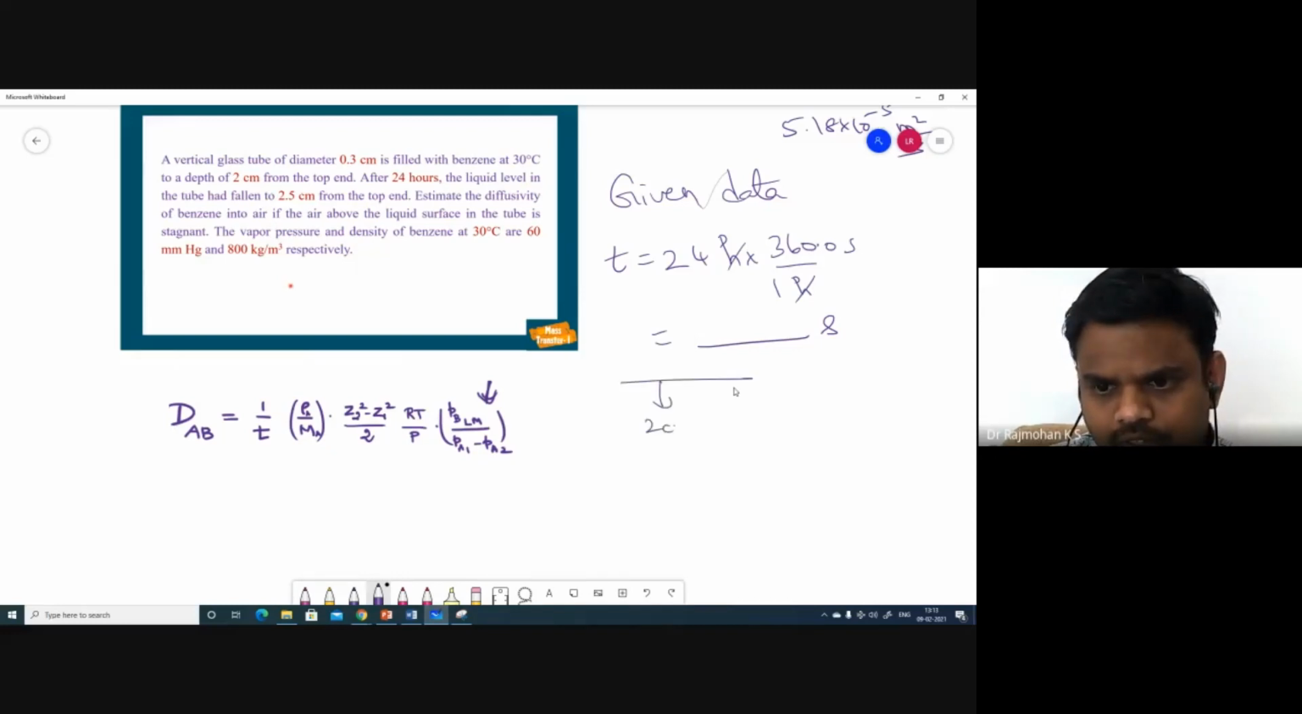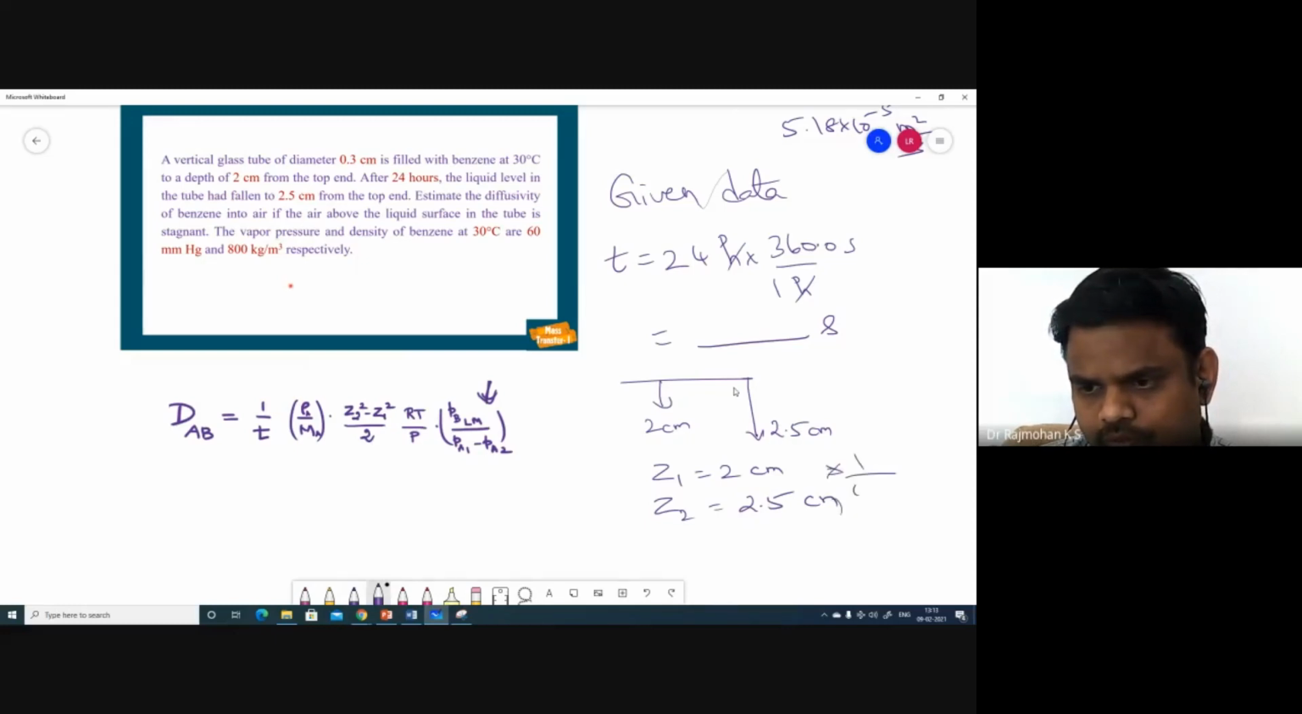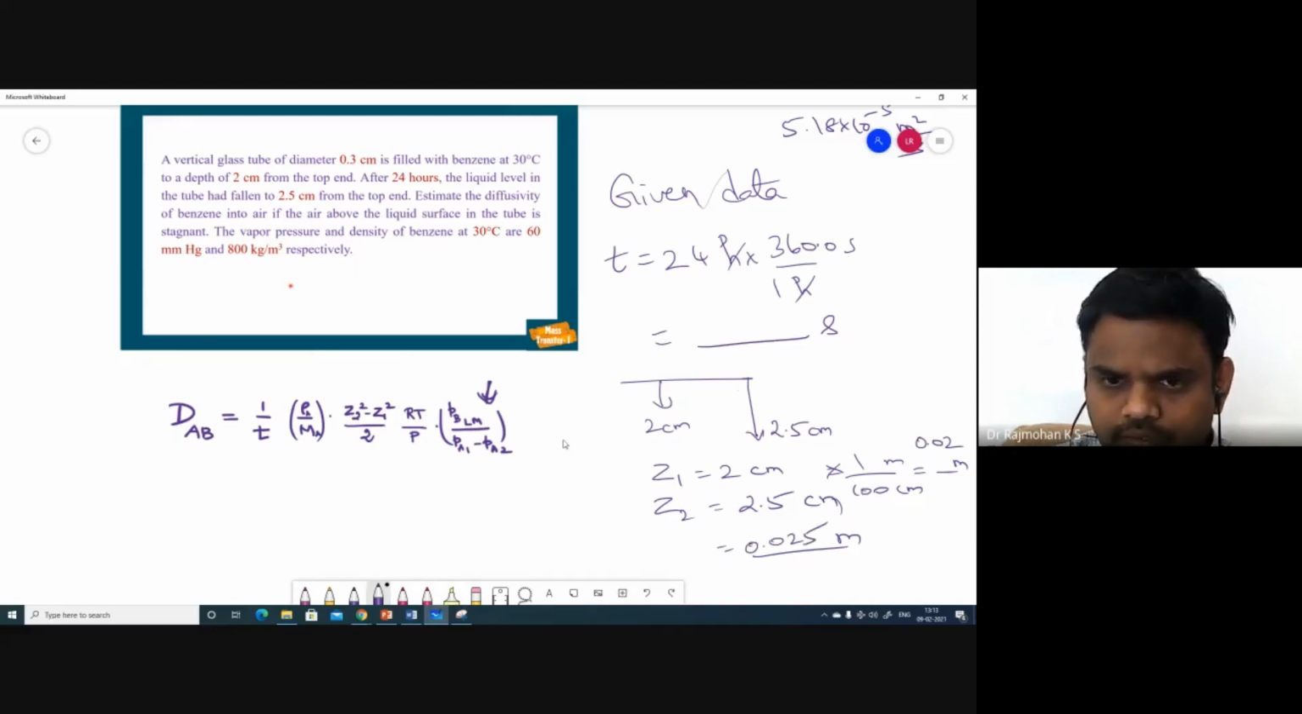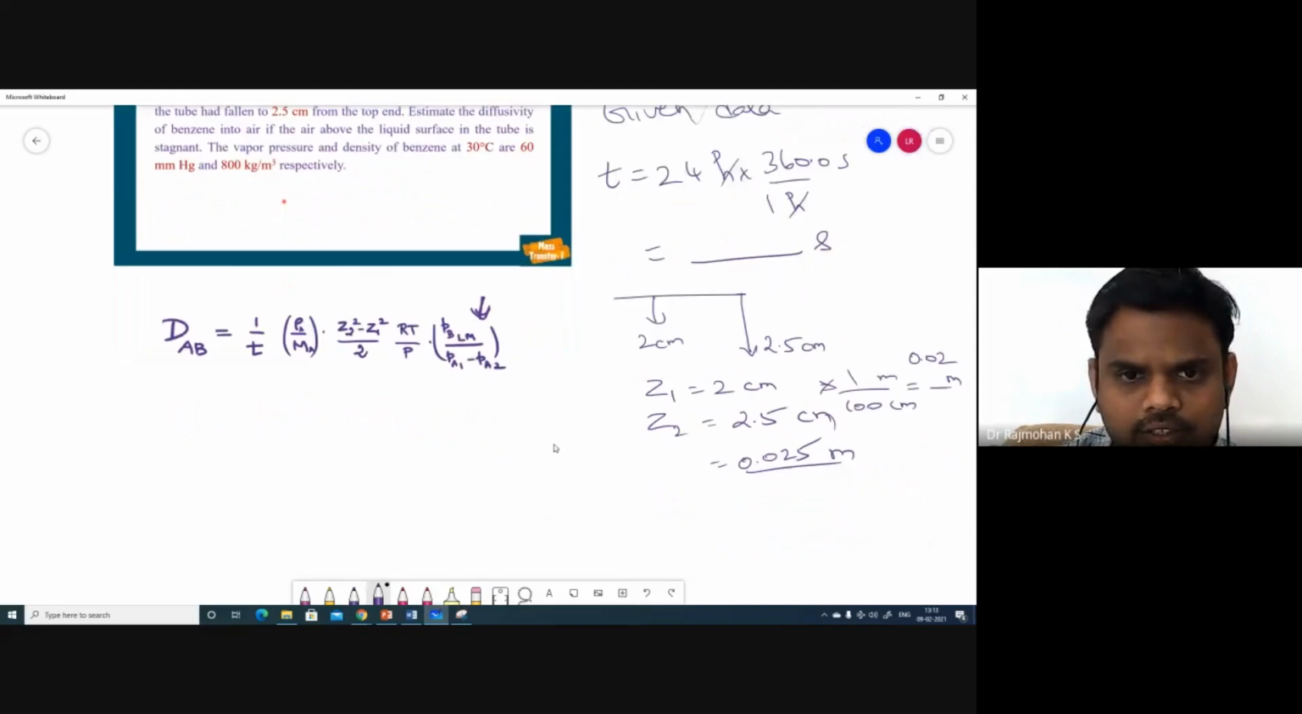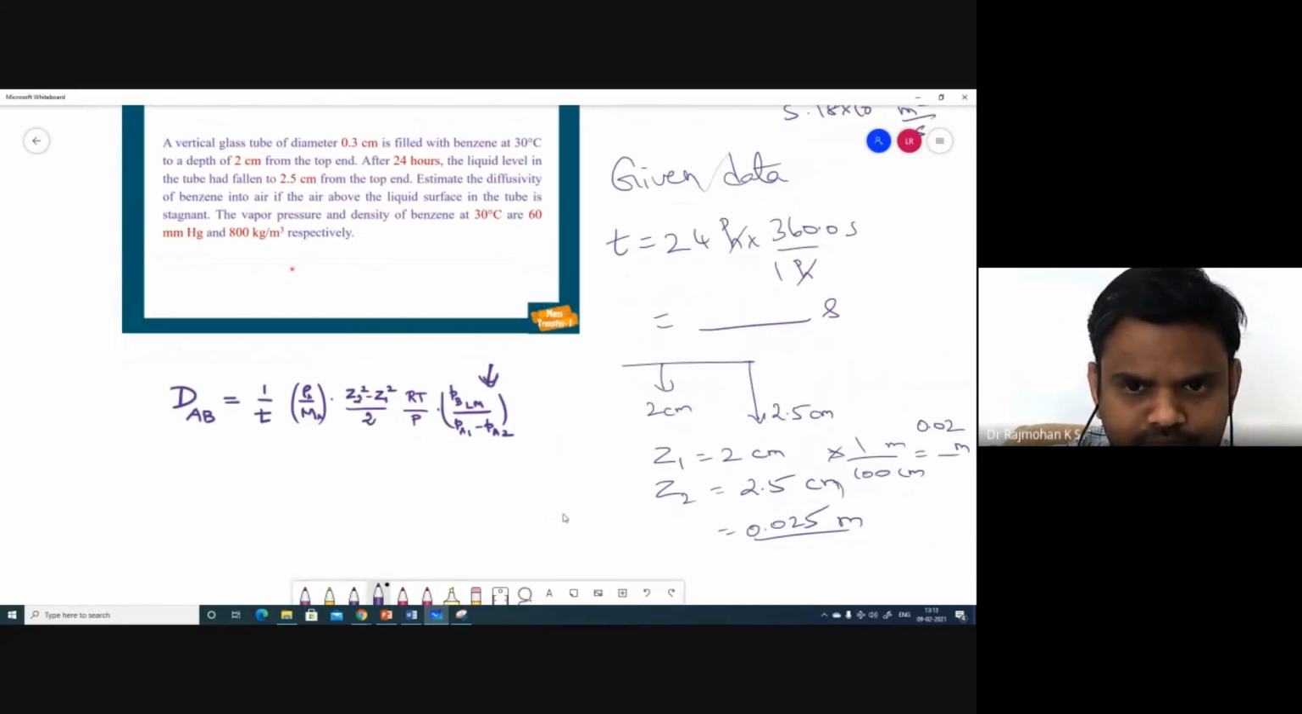Okay, and level is given. Initially it is 2 centimeters. Finally it is 2.5 centimeters. Z1 is 2 centimeters. Z2 is 2.5 centimeters. So 100 centimeters is 1 meter. You get meters. This also in meters. So that is 0.02 and 0.05, right? So this is given data.